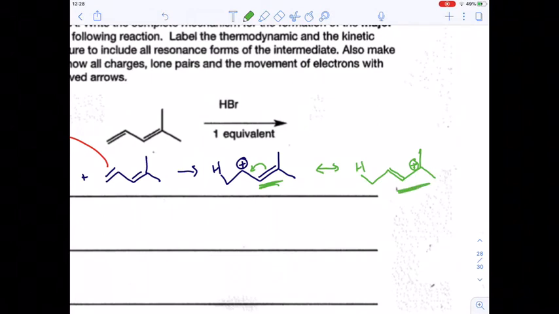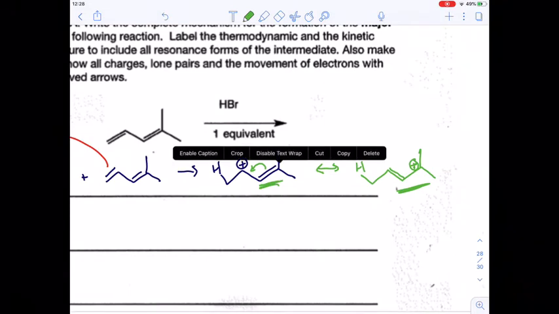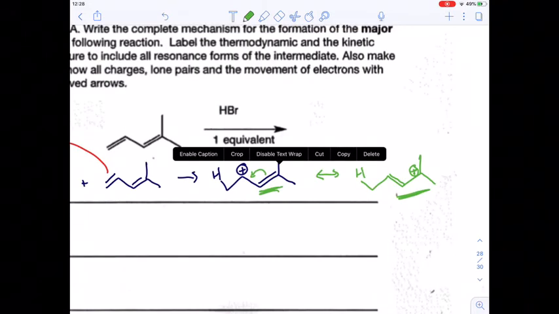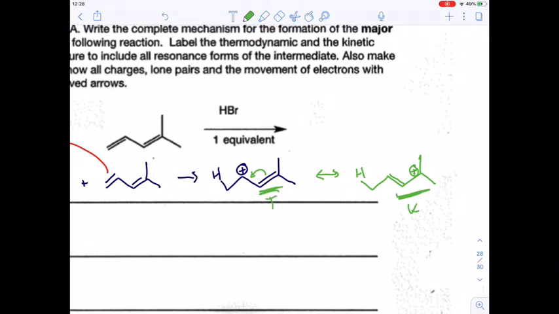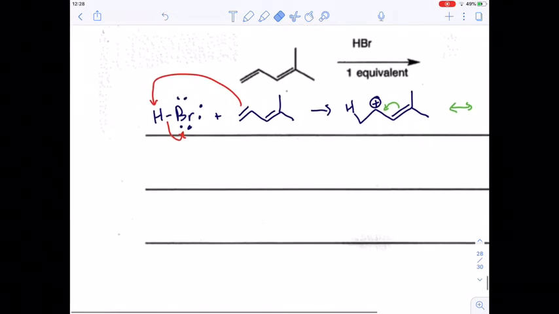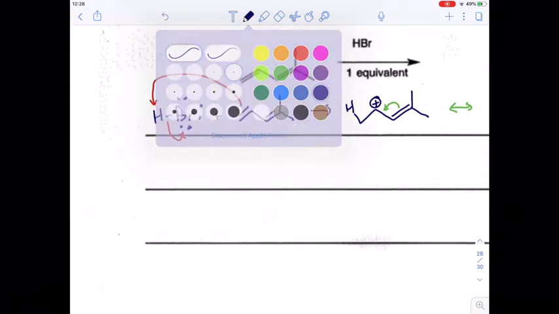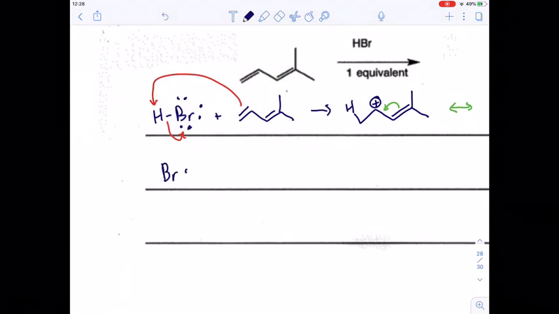And now you have to figure out which one is going to give you the kinetic and which one is going to give you the thermodynamic. Since this one has the more highly substituted double bond, this will give you the thermodynamic one. Since this one has the more highly substituted carbocation, which is going to make the more highly substituted halogen, this is going to give you the kinetic. So, kinetic, thermodynamic. And then you can go ahead and move on to the next steps of the mechanism.